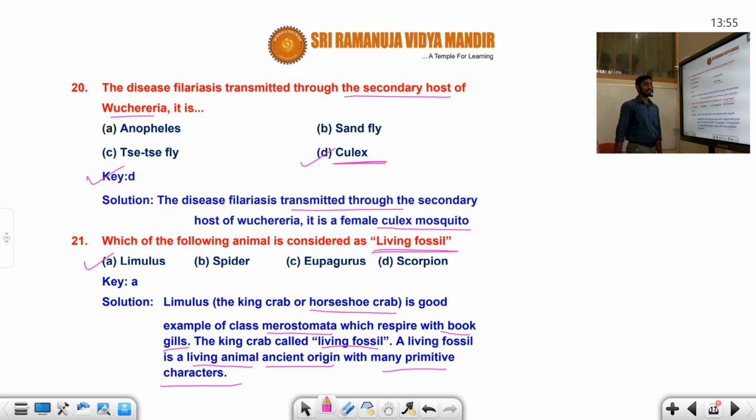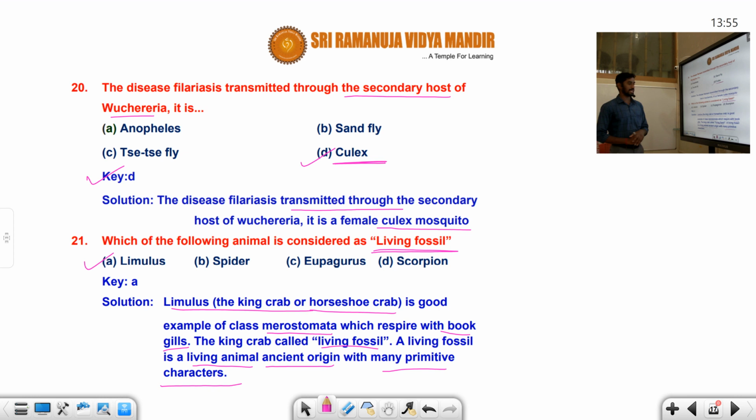So this is of ancient origin, and Limulus has many primitive characters, right? So Limulus is a very, very important point. Okay, this is an important point, students. This is a very important question. And the correct option for 21 is A.